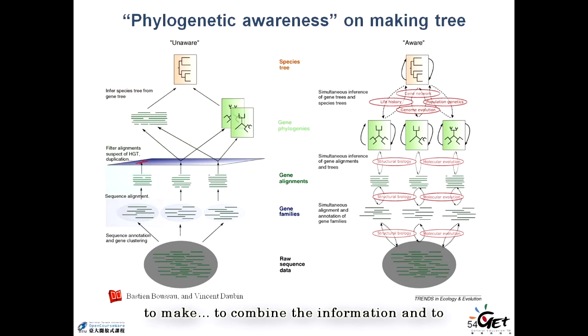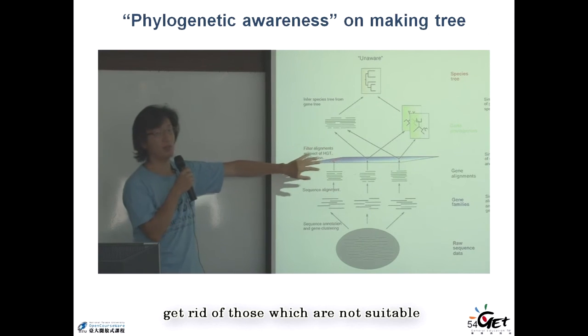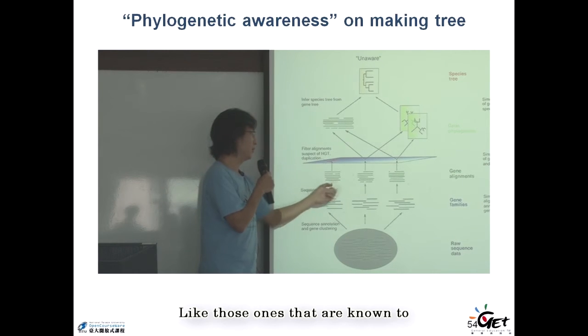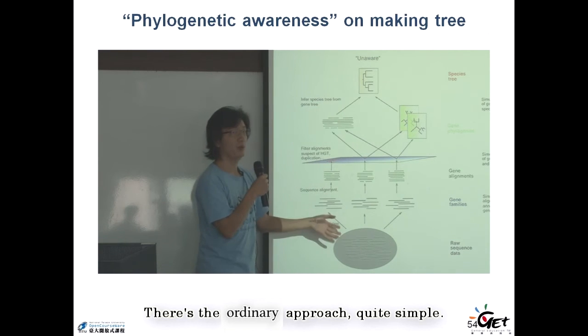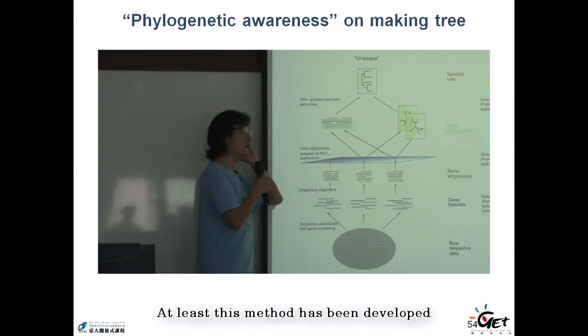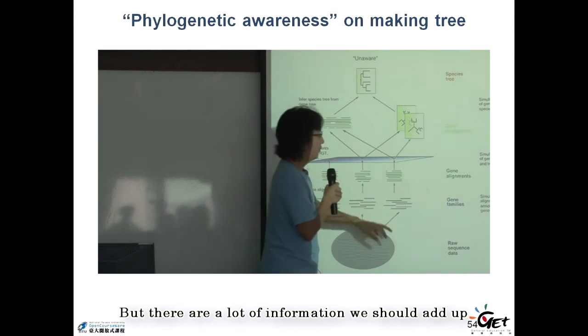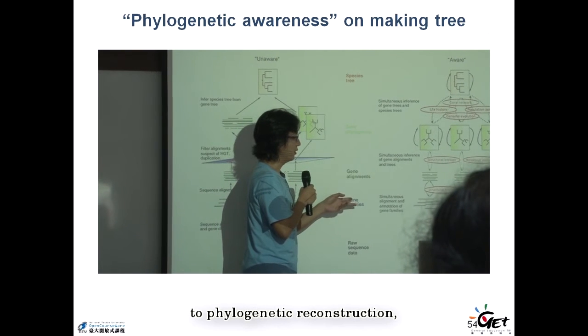and combine the information and get rid of those which are not suitable for phylogenetic analysis, like those known to have horizontal gene transfer, something like that. That's the ordinary approach, quite simple, and at least this method has been developed for over 10 years. But there is a lot of information we should add to phylogenetic reconstruction.